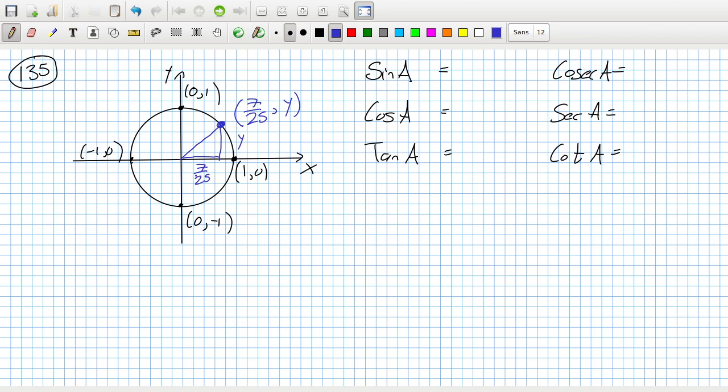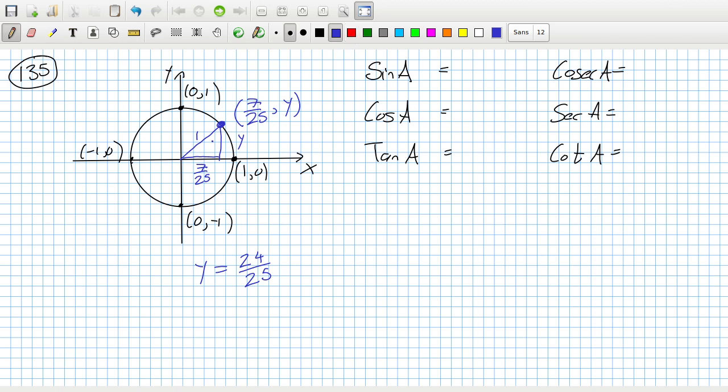So we could use Pythagoras to work out the y. So that's the square root of 1 minus 49 over 625, since 25 squared is 625. So that means the y will be 24 over 25.